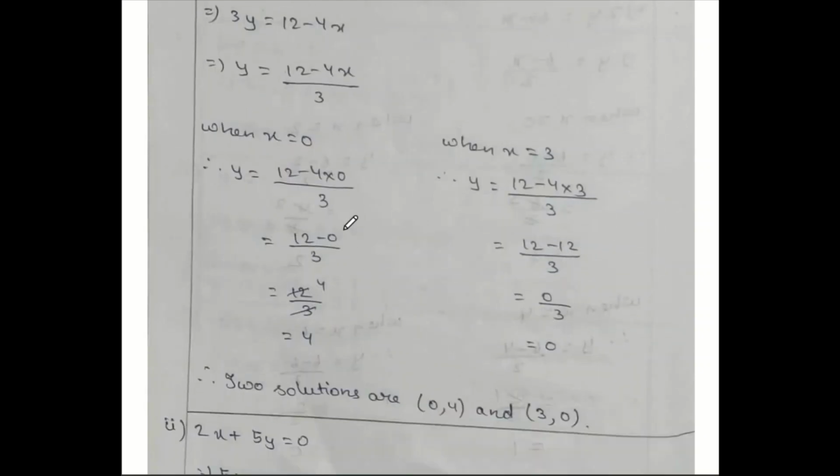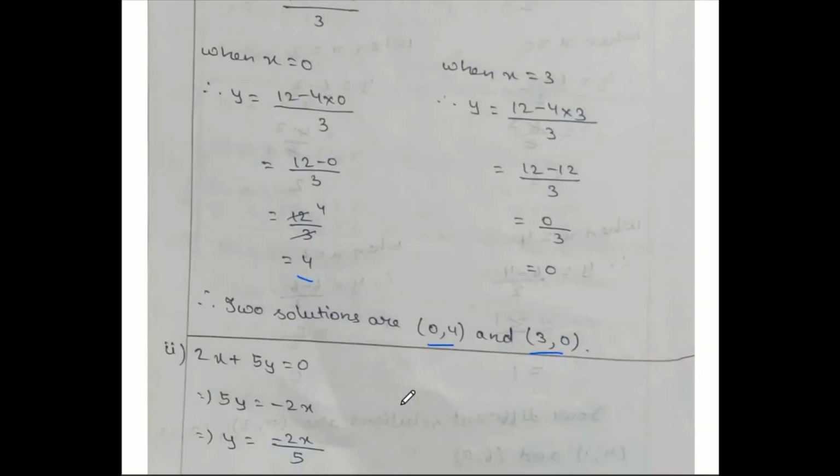Therefore two solutions are, whenever you are writing a solution, write inside the first bracket: x is 0, y is 4. So the first solution, inside the bracket you write (0, 4), and the second solution, x is 3, y is 0. So whenever you are writing the solutions for linear equations in two variables, you can write inside the bracket (x, y).